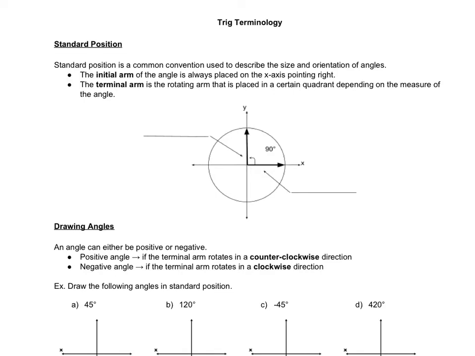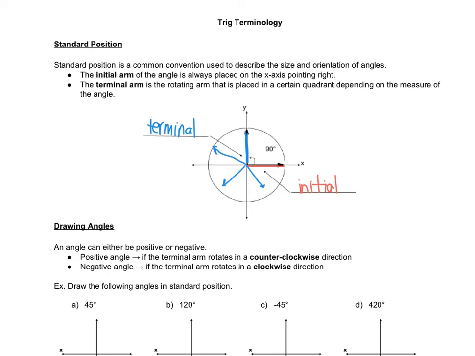So if we look at the following diagram, the arm that is on the positive x-axis is called the initial arm. And the terminal arm is the one that rotates around the Cartesian grid. So this line over here is the terminal arm. And the terminal arm can be anywhere. So we can have a terminal arm here, or in quadrant 3, or 4. And it can just rotate around the grid as much as it wants.